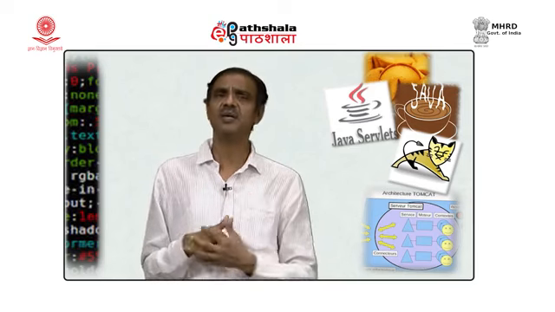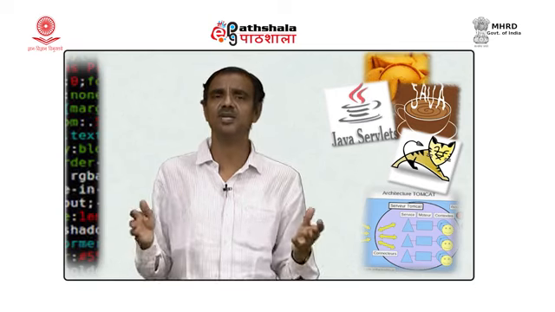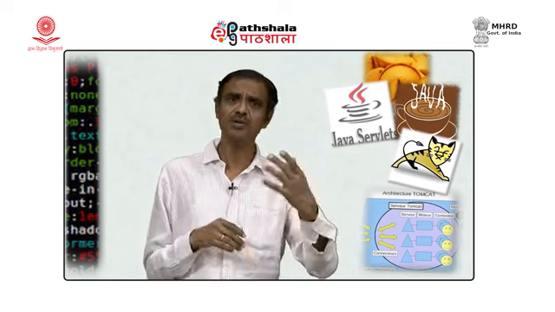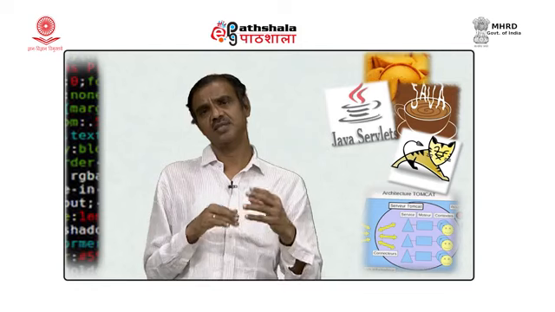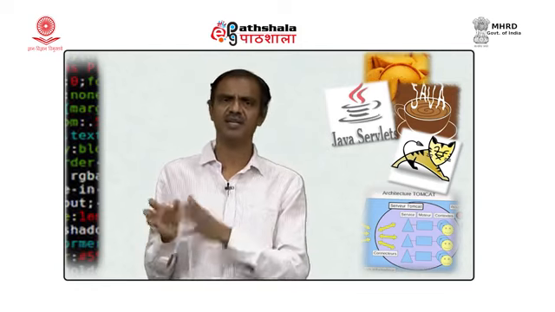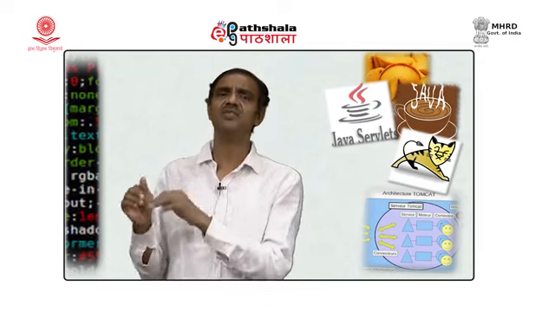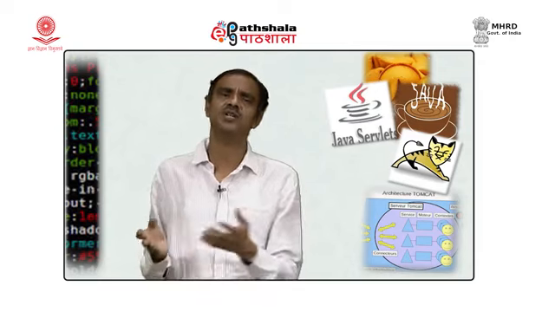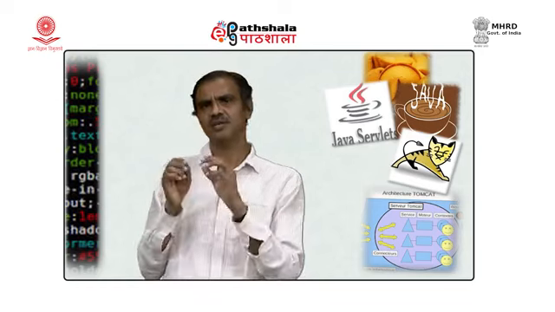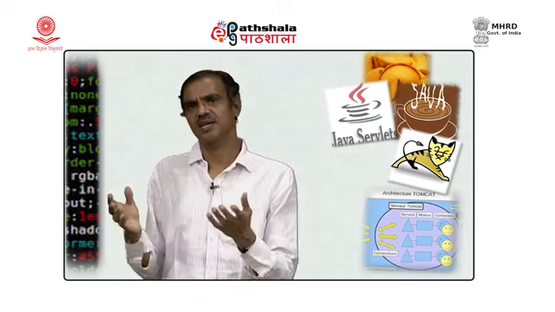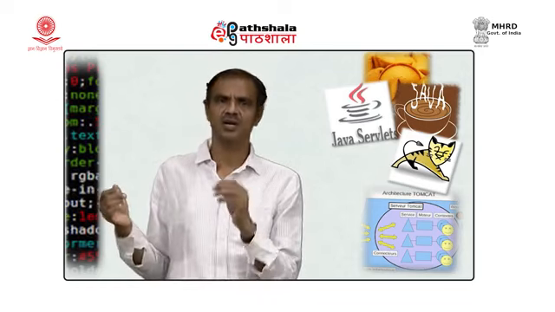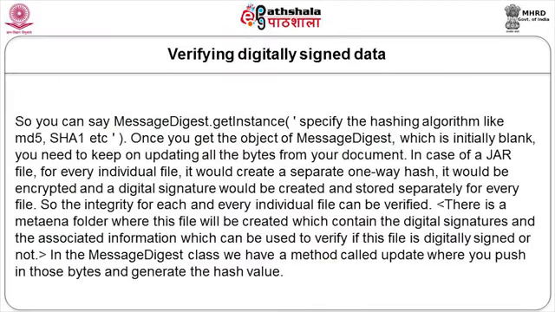You have a static method to create an object of MessageDigest. You need to specify the getInstance static method, where you select the algorithm for which you want the one-way hash. So, you can say MessageDigest.getInstance and pass your algorithm as a string. The algorithm could be MD5, SHA1, SHA256, any of the supported algorithms for one-way hash.